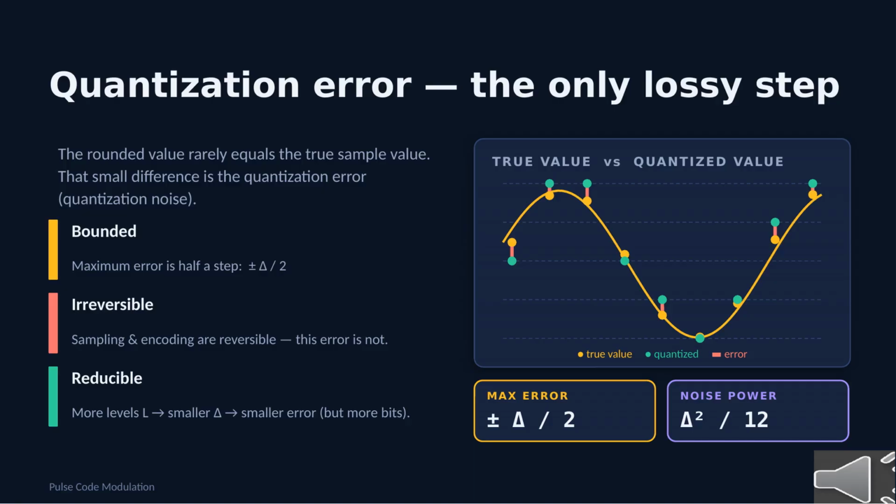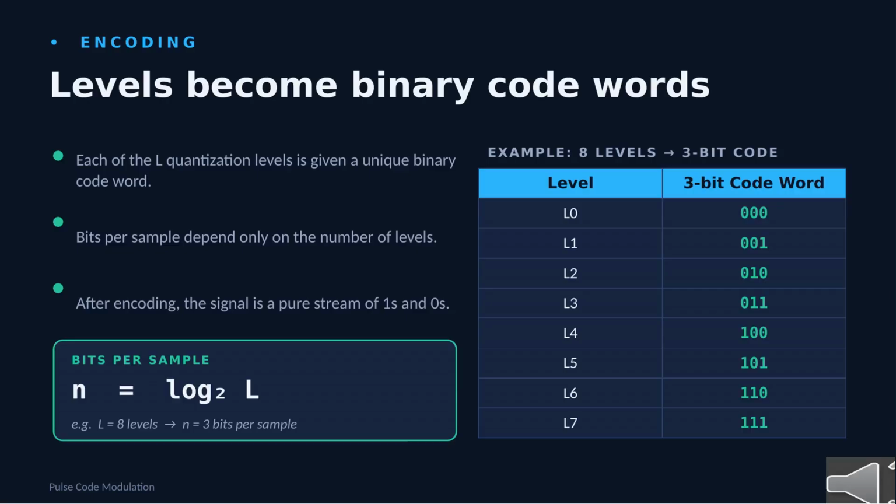But there is a trade-off. More levels need more bits. So there is always a balance between accuracy and bit rate. The third and the final step is encoding. After quantization, we have L fixed levels. In encoding, each level is assigned a unique binary code word.